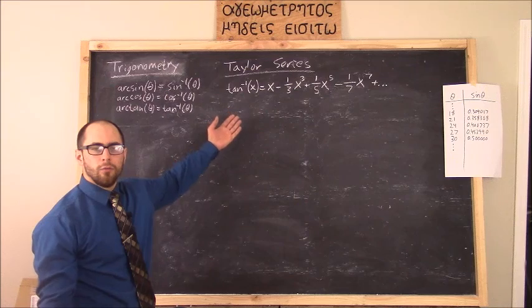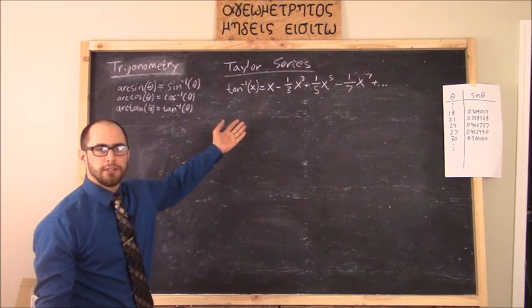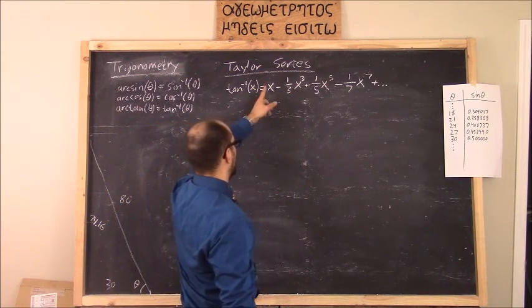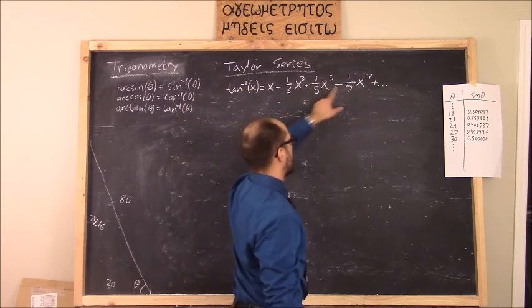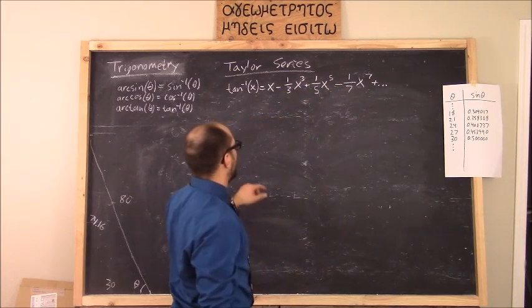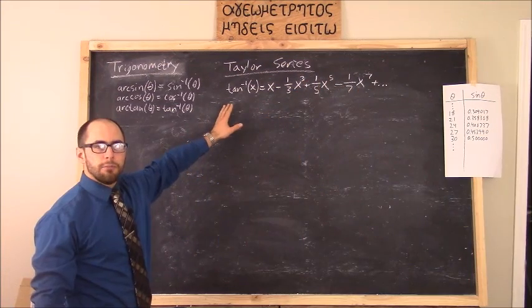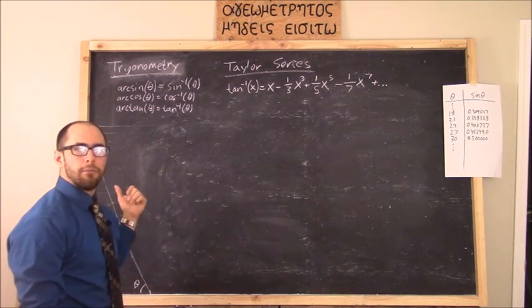Let's do that. Here we'll be using the Taylor series expansion for inverse tangent. Notice every term is an odd number. The coefficients are 1, 1 over 3, 1 over 5, 1 over 7, and the exponents are 1, 3, 5, 7. This simple representation is going to give us another way to solve our umbrella problem.